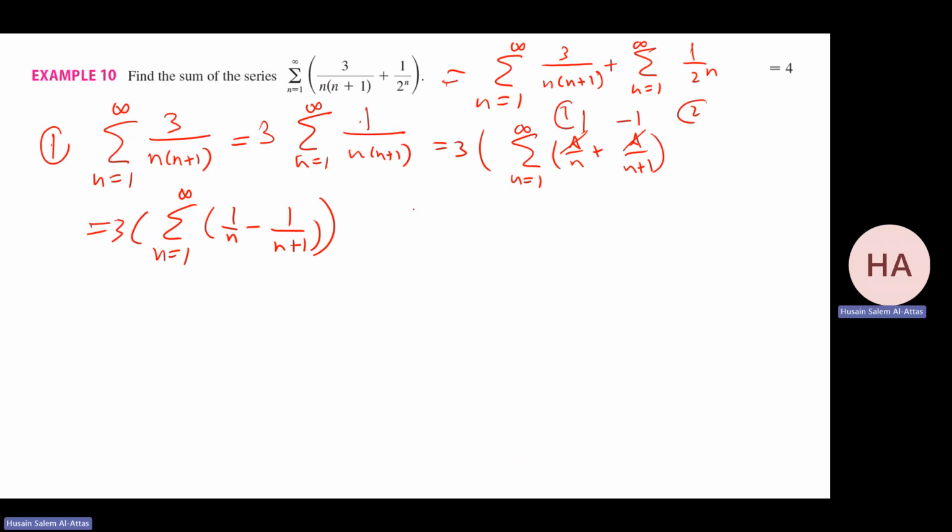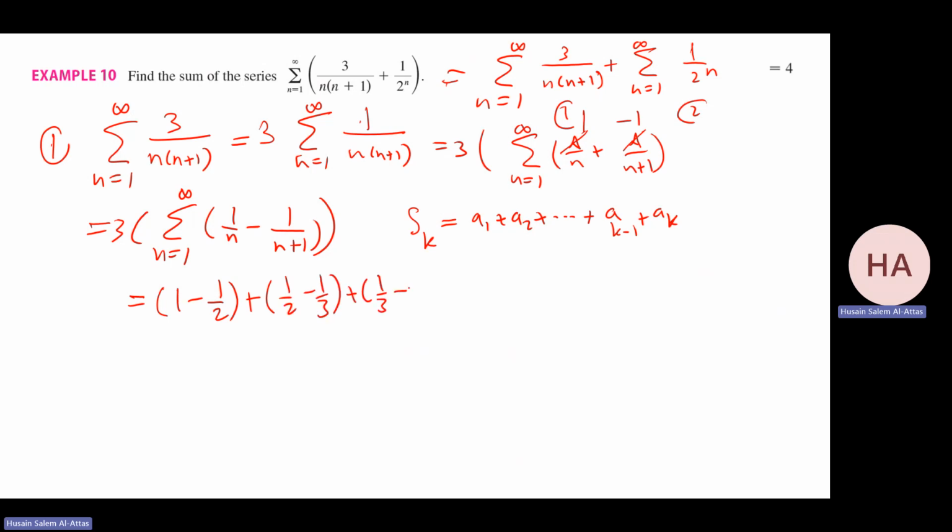What will be s_k? Let me call s_k, which is a1 plus a2 plus ... plus a_(k-1) plus a_k. That will be what? a1 is 1 minus 1 over 2, plus 1 half minus 1 over 3, plus 1 over 3 minus 1 over 4, plus and so on, plus 1 over k minus 1 minus 1 over k, plus 1 over k minus 1 over k plus 1. This cancels.